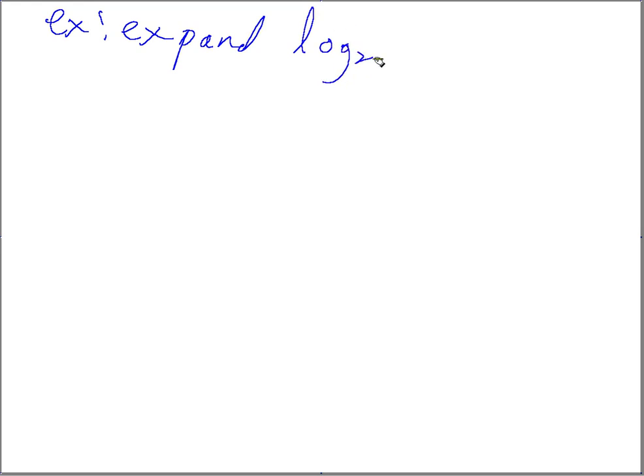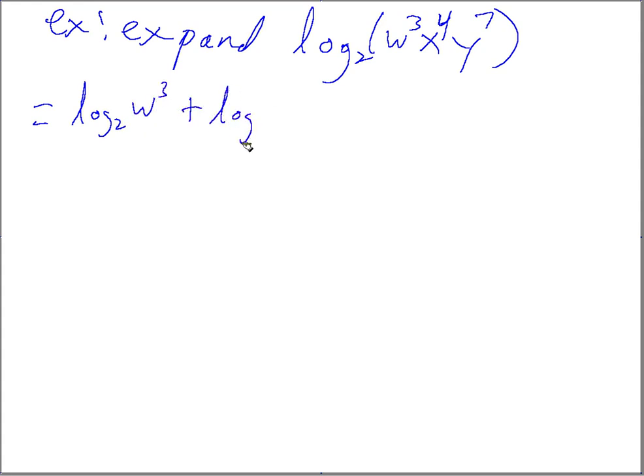Let's say log base 2 of this product here, w cubed x to the 4th, y to the 7th power. Expand that logarithm. Well, this is a product, is it not? We're multiplying these three things inside the parentheses, so we can break it up into a sum. So this is equal to log base 2 of w cubed plus log base 2 of x to the 4th plus log base 2 of y to the 7th.